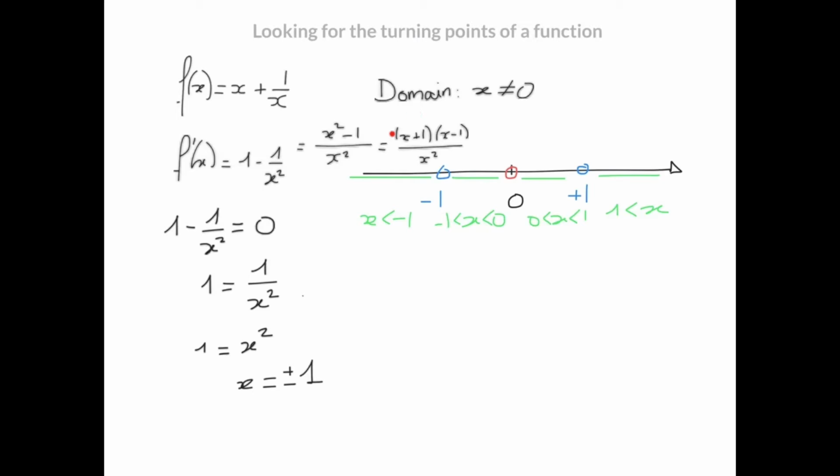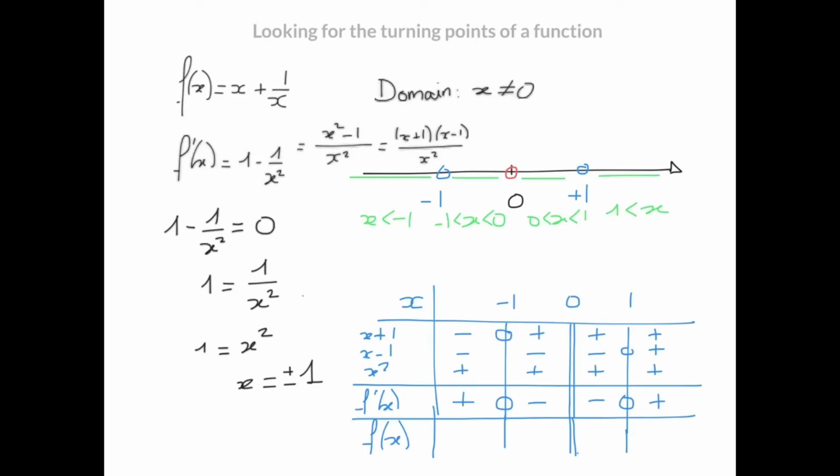Now that we have this factorized form, we can build a critical value table. You can refer to another of my video tutorials to see how to use a critical value table, but here is what we get. You can see that in this critical value table I've used a double bar for 0 because 0 is out of the domain, so it's to clearly show that this is going to be a forbidden value. And so we end up with f prime being positive when x is less than minus 1, negative when it's between minus 1 and 0, negative when it's between 0 and 1, and positive beyond 1.